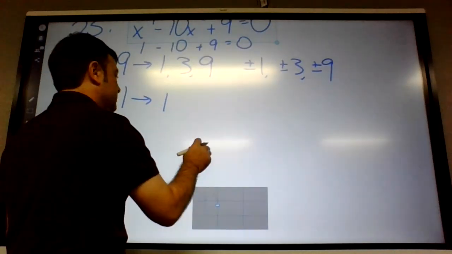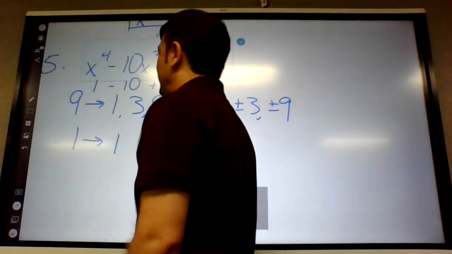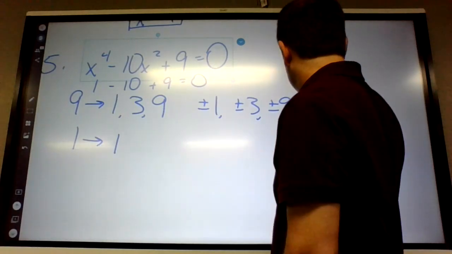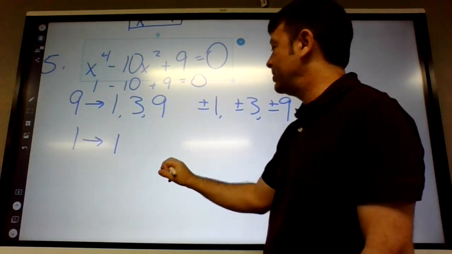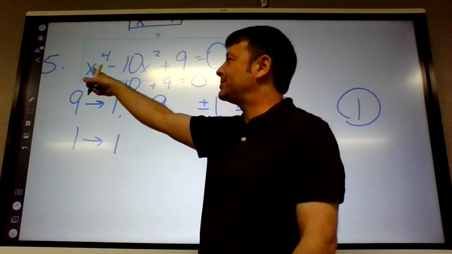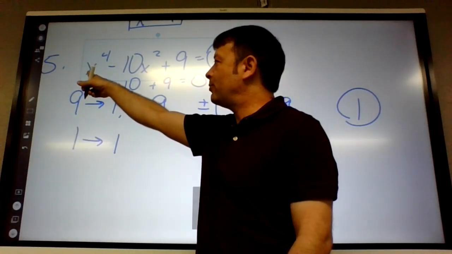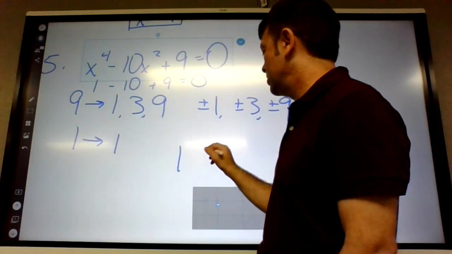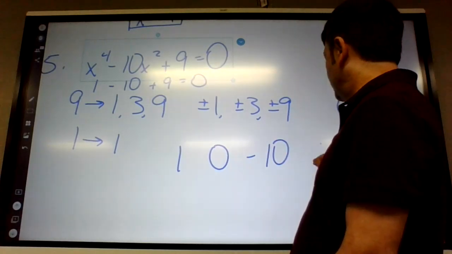So you can't forget it, I'll just write it off to the side and circle it maybe, but I'm going to kind of divide out that answer. So I'm going to use synthetic. I have a 1, a 0, a negative 10, a 0, and a 9.